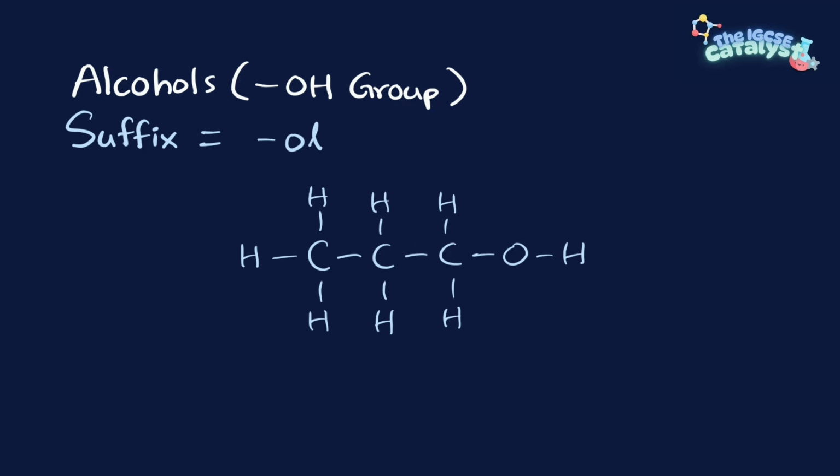Let's put these all together. First, we have propanol, which is the name of the parent chain. So we write this in this form, the prefix and the suffix, and a space in between here, just like we did for alkenes. For the space, we will write the carbon number that the OH group is attached to. And it will be 1, since the OH group is attached to carbon number 1.